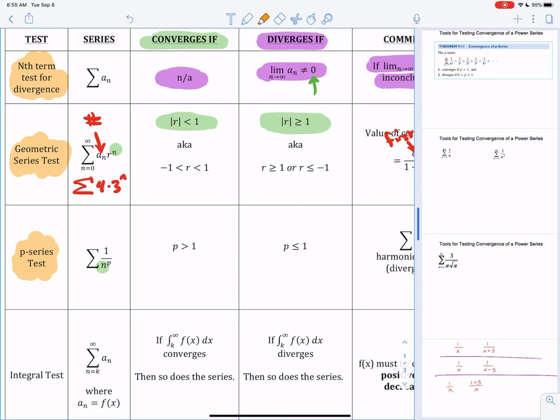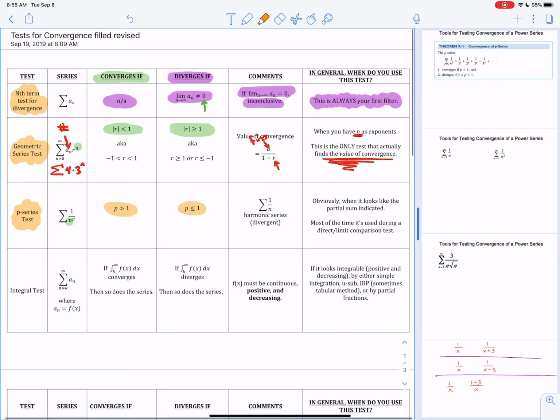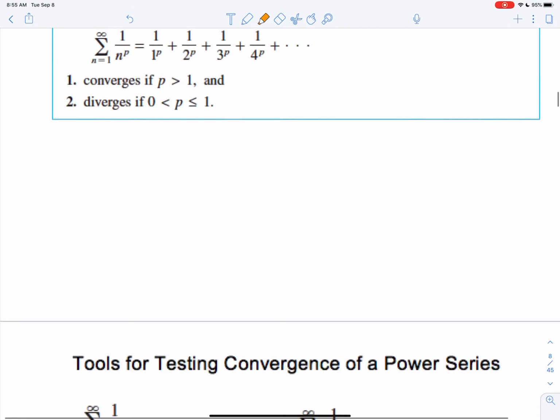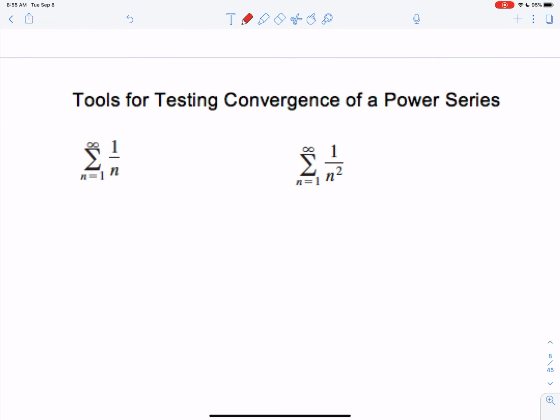Same idea: when the p-value, so when the exponent, is larger than 1, it will converge. Less than or equal to 1, it will diverge. Okay? So again, I'll get to this one in a second. But here we go. Let's run it. Exactly what I said, but more convenient in a chart, all right? Here's example 3.